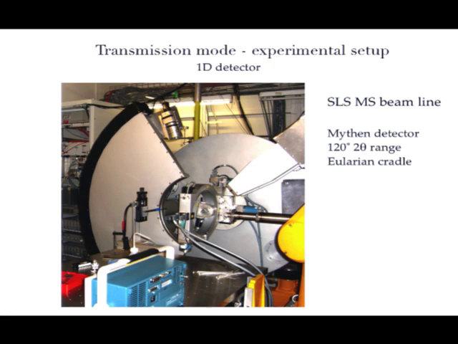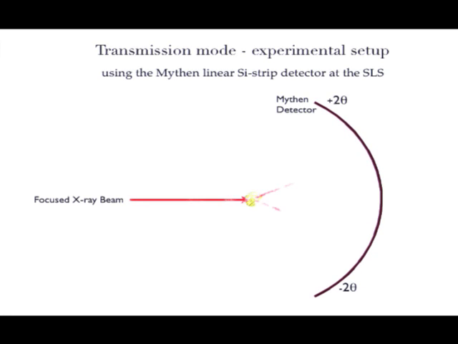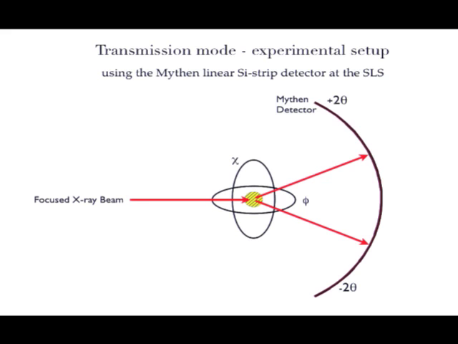Of course, if you have a linear detector, you have to do more rotations again. But the setup is like that. You have the detector, your sample, and you have your beam. You have to rotate in this direction and perpendicular to it. We have to do 2 rotations again.